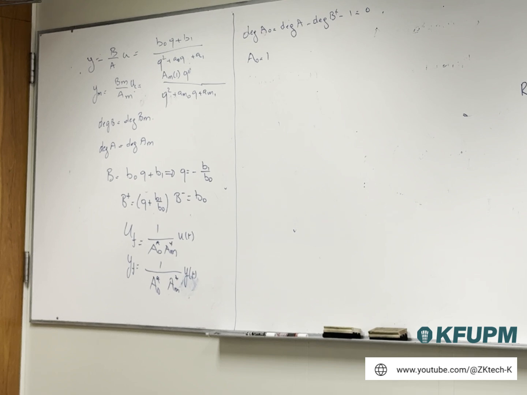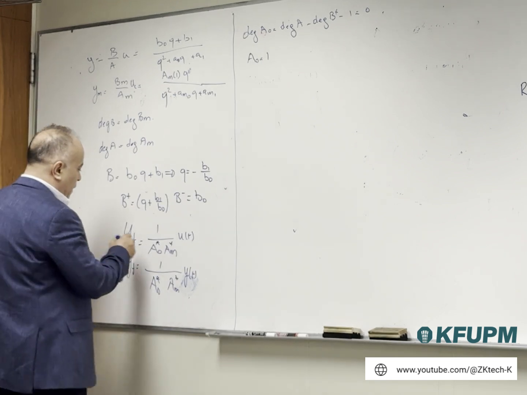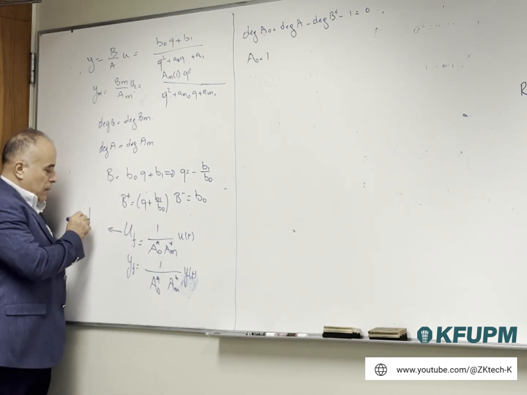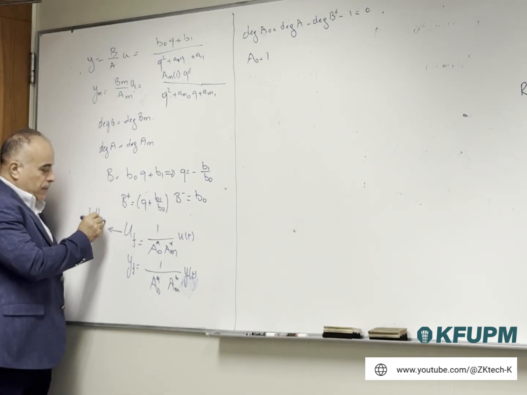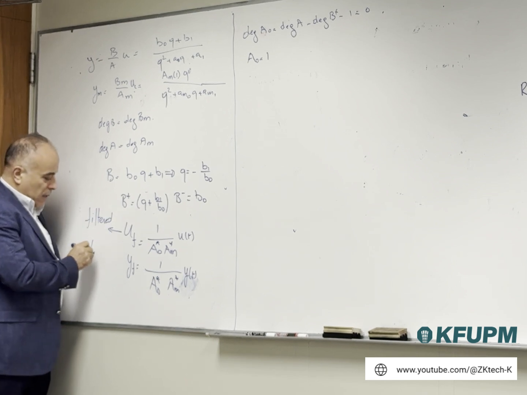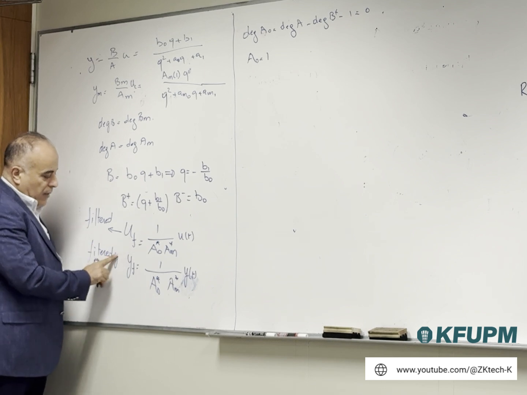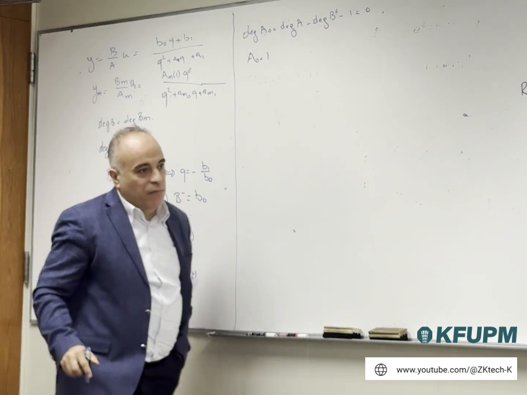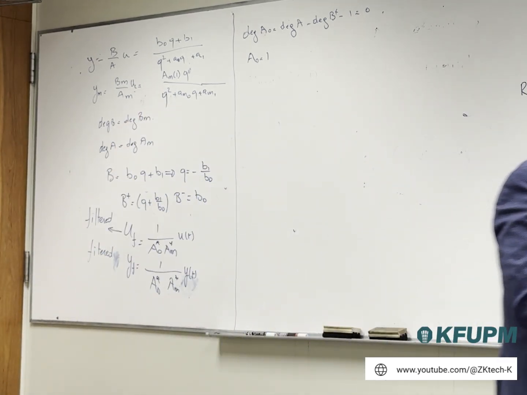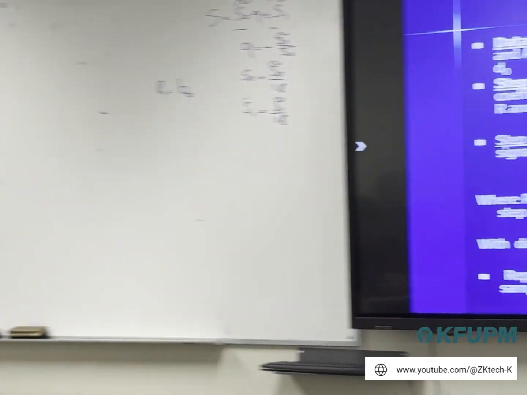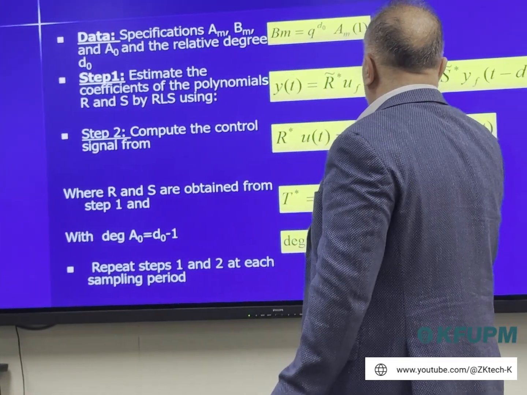UF and YF, what are they? They are the filtered version of U. So this is the filtered U, and this is the same thing for Y. So basically these two, UF and YF, are coming from here.